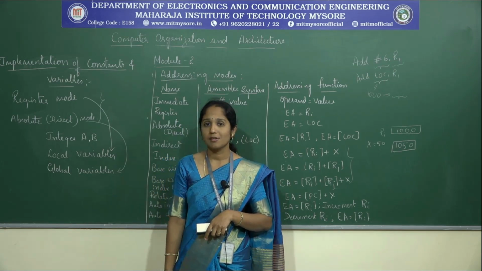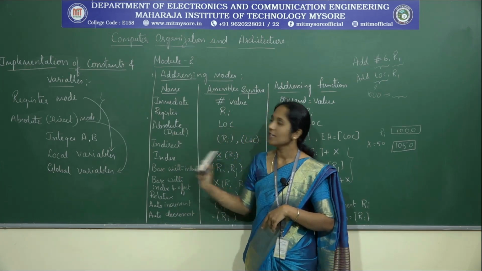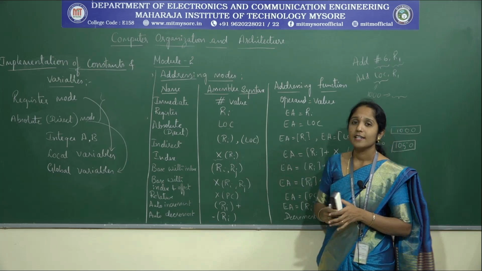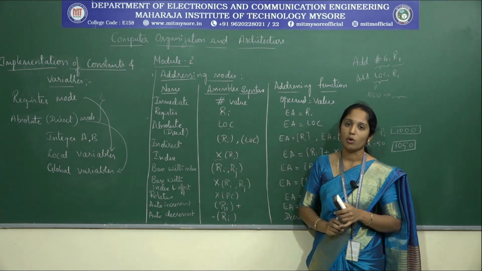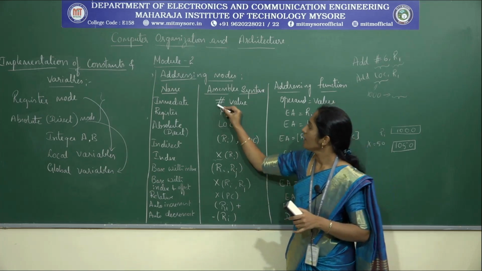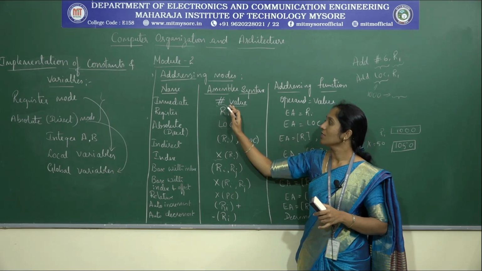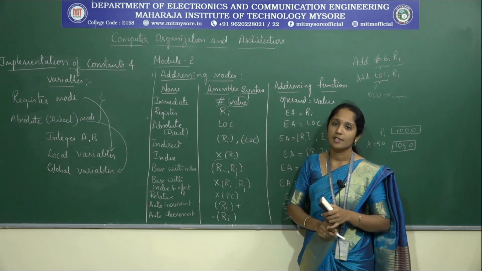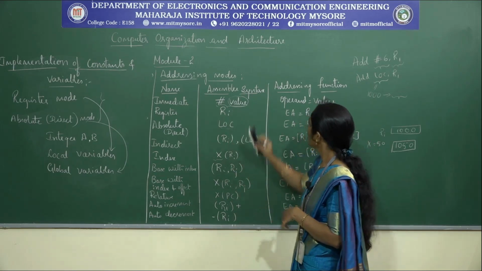Now if you consider constants, how are we going to implement constants using these addressing modes? The constants can be implemented by using the immediate addressing mode. Why? Because here we have the hash symbol followed by the value, so this can be used for representing constants in high level language.